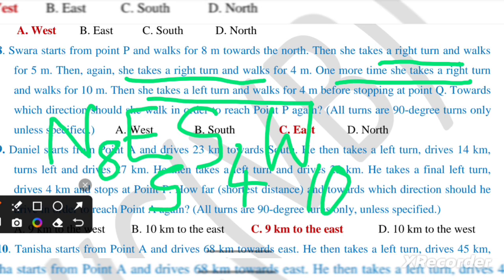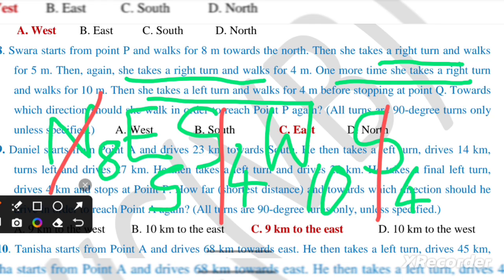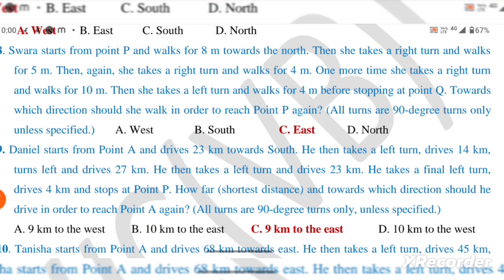Left means what? It is anti-clockwise. So for west, clockwise means north you will get. For west, anti-clockwise means you will get south only again. So yes, S4. So here what happens is S4, S4, N8, it will get cancelled. What is left is E5 and W10. So 5 kilometer to the east. Because east is the smallest one, the answer is east.